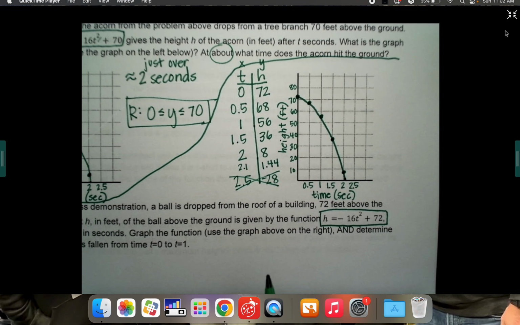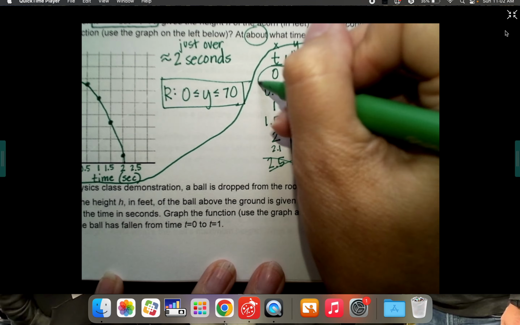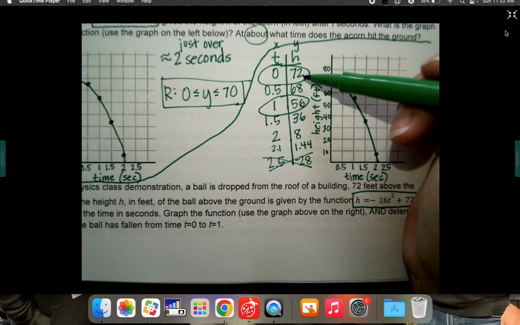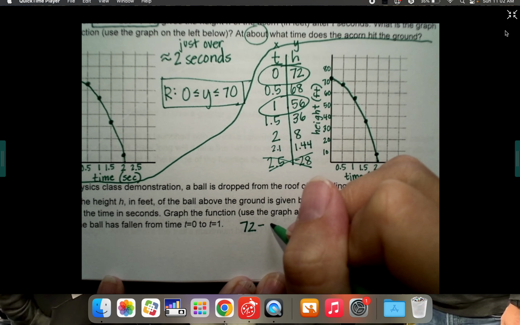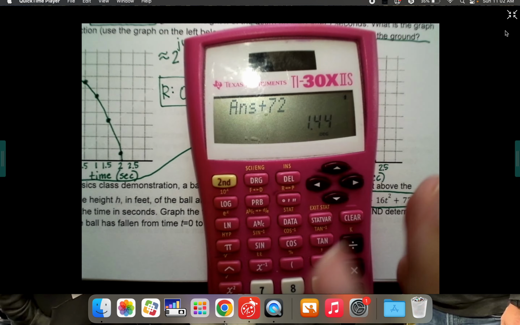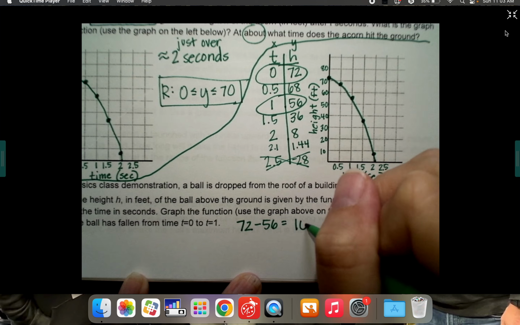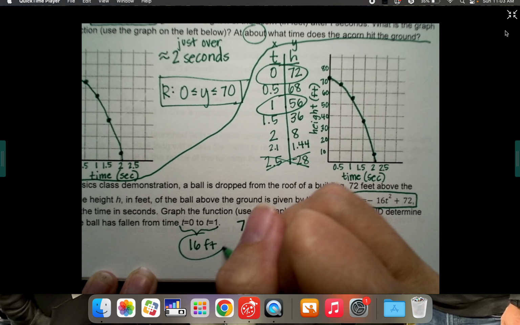So again, actually this question is different. It says graph it, which we did. And then it says determine how far the ball has fallen between the time of 0 seconds and 1 second. So we're looking at how far it has fallen from 0 seconds to 1 second. So it has gone from 72 feet above ground to 56 feet above ground. So if we subtract those two, 56 from 72, it has fallen 16 feet. So this answer is it has fallen 16 feet.